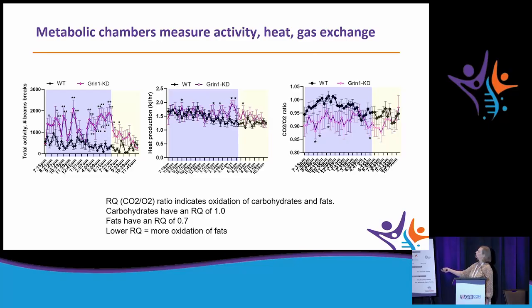But this part right here is really interesting because this ratio can indicate what kind of respiration is going on. So are they oxidizing carbohydrates or fats? Carbohydrates have a respiratory quotient, or CO2 over O2, of 1, whereas fats, when they're oxidized, have a quotient of 0.7. So a lower RQ would mean more fatty acid oxidation as an energy source.